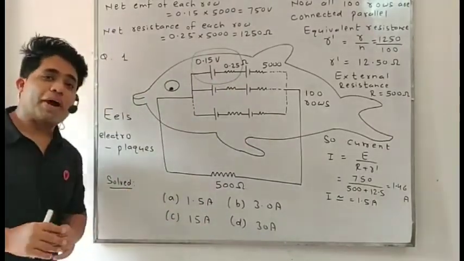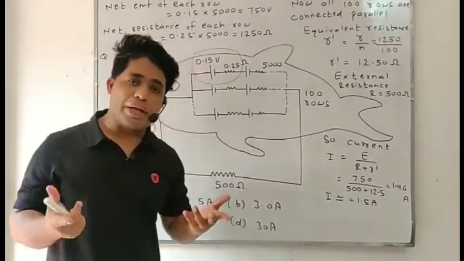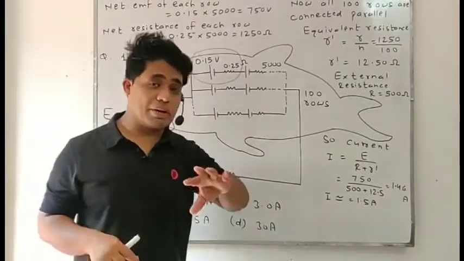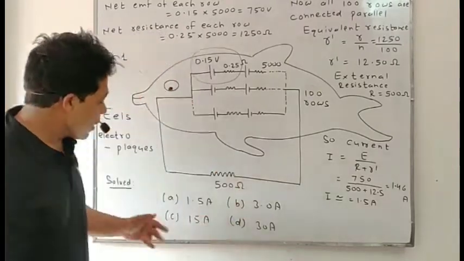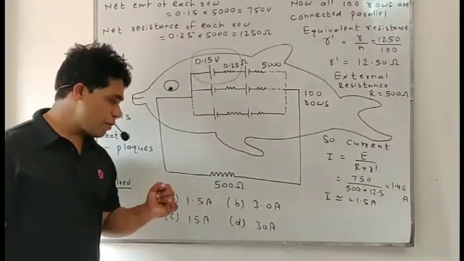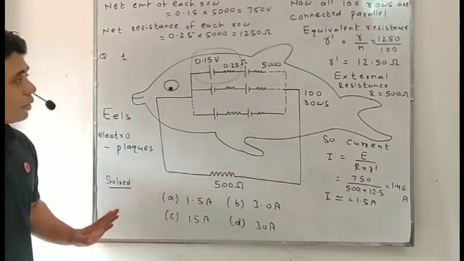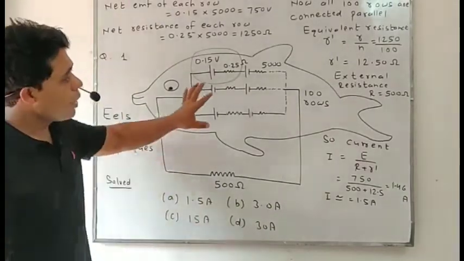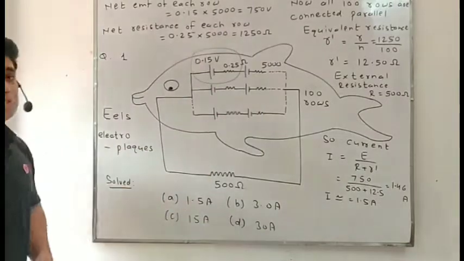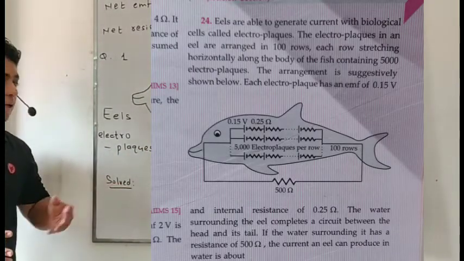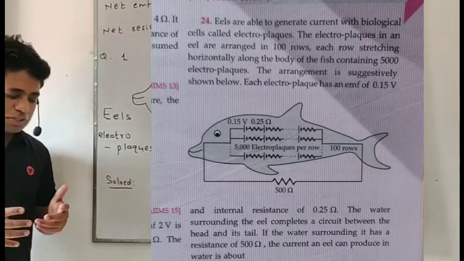He is asking to find the amount of current produced by the eel when it completes the circuit with the help of water. We are given 4 options: 1.5 ampere, 3 ampere, 15 ampere, 30 ampere. Look at students, before explaining the question, you can see the question once on the screen. You can take a screenshot, you can write it. Okay students, now let's start.